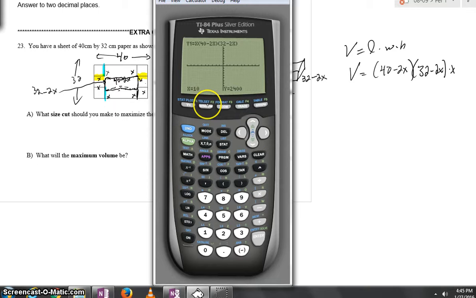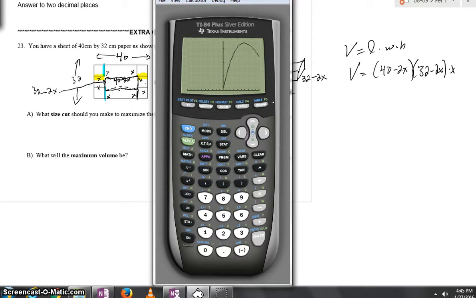So tell you what, if we went to our window button, windows on that top row, I'm going to change my Y max. Maybe give us a little room here and say that's 3,500. The Y scale, let's have tick marks for every 1,000. And this is going to allow us to see the shape of this curve. When we hit graph, right now you can see it's looking something like that. And of course this would be volume on the y-axis.